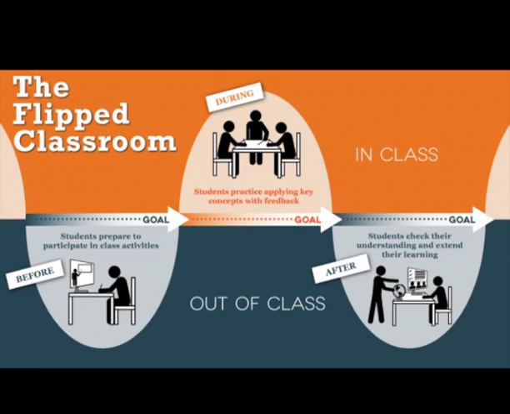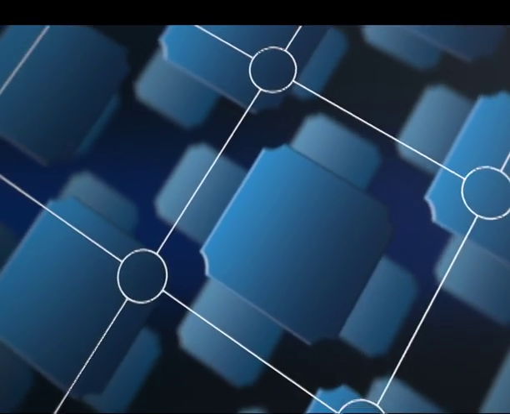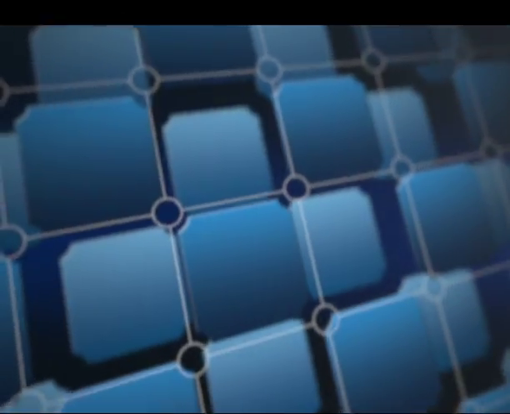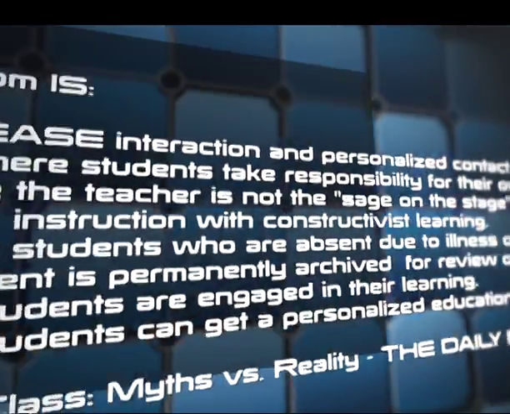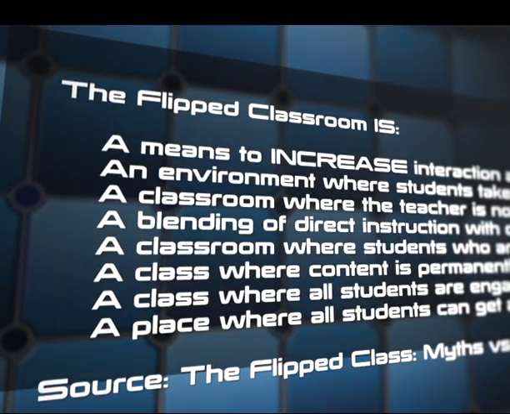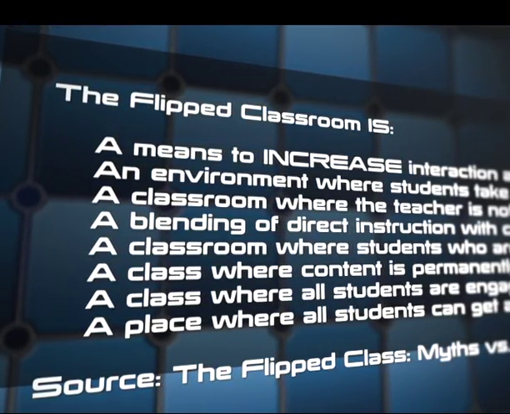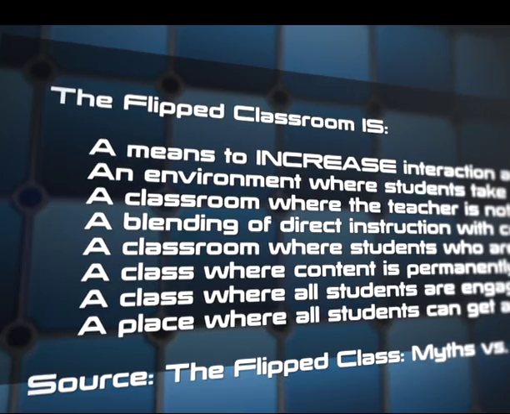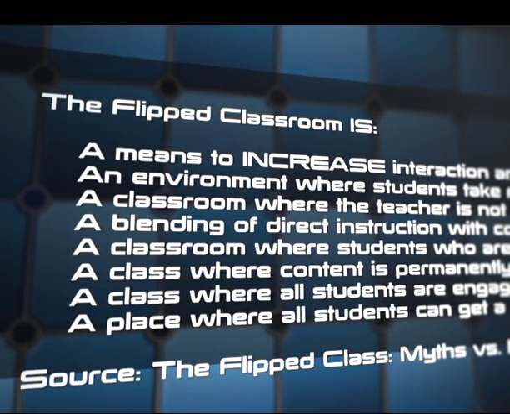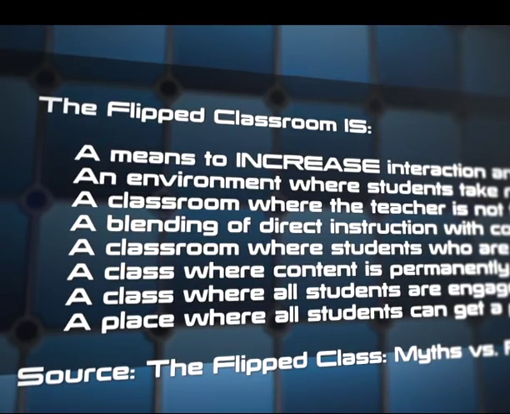But the pioneers of the method, Jonathan Bergmann and Aaron Sams, see that as a limited understanding that diminishes the potential of the method. What they are trying to accomplish through the flipped classroom method is to provide a means to increase interaction and personalized contact time between students and teachers. They wanted to create an environment where students take responsibility for their learning. And they wanted to create classrooms where the teacher is not the sage on the stage, but the guide on the side. It included a blending of direct instruction and constructivist learning.